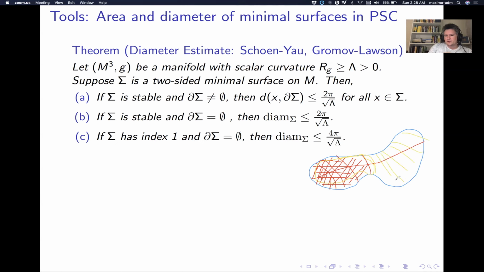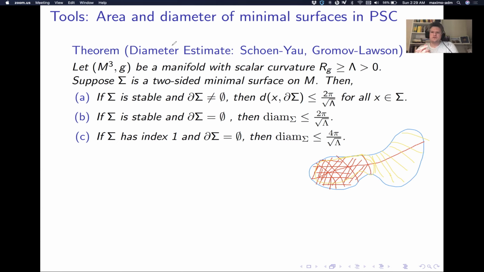Okay, so basically this is stable, so I can apply part A to this piece. And then I apply part A also to this other half, just before I get in. And then basically I get that the distance from this point to this point is at most 2 pi over root lambda plus 2 pi over root lambda, which is 4 pi over root lambda. So essentially, the geometric smallness that we're going to use is all embedded in this statement of part A.